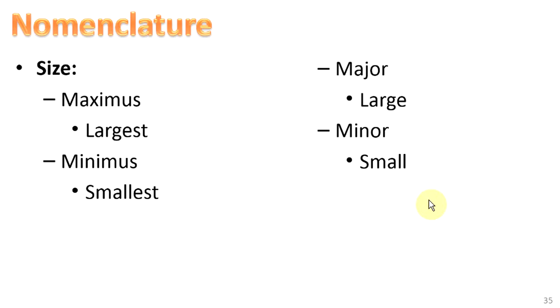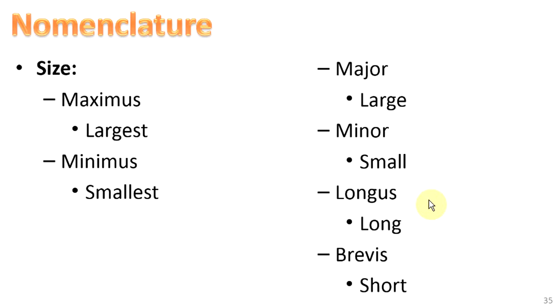But anyway, longus means long. Brevis means short, and these are Latin or Greek or whatever. I don't really know, and it doesn't really matter. But you'll see things like the adductor longus and the adductor brevis and things like that.